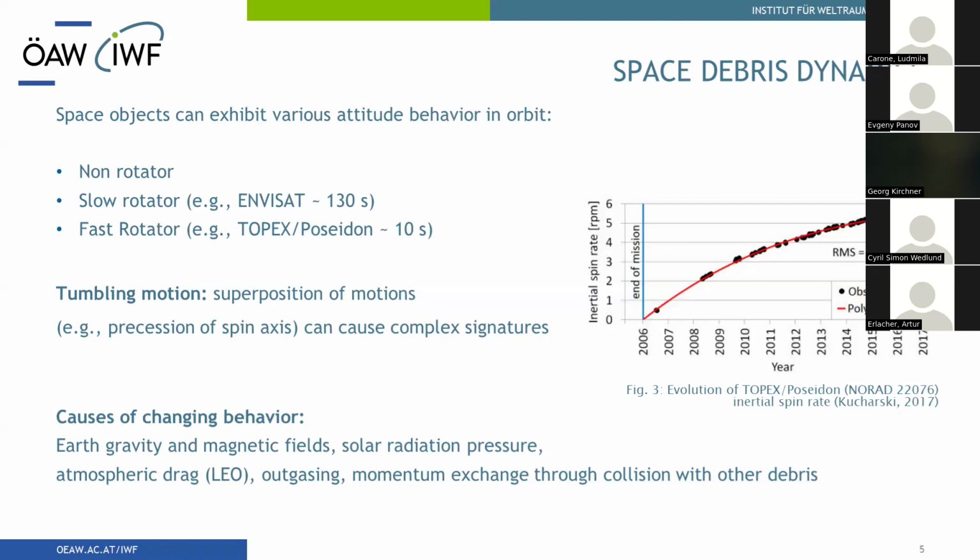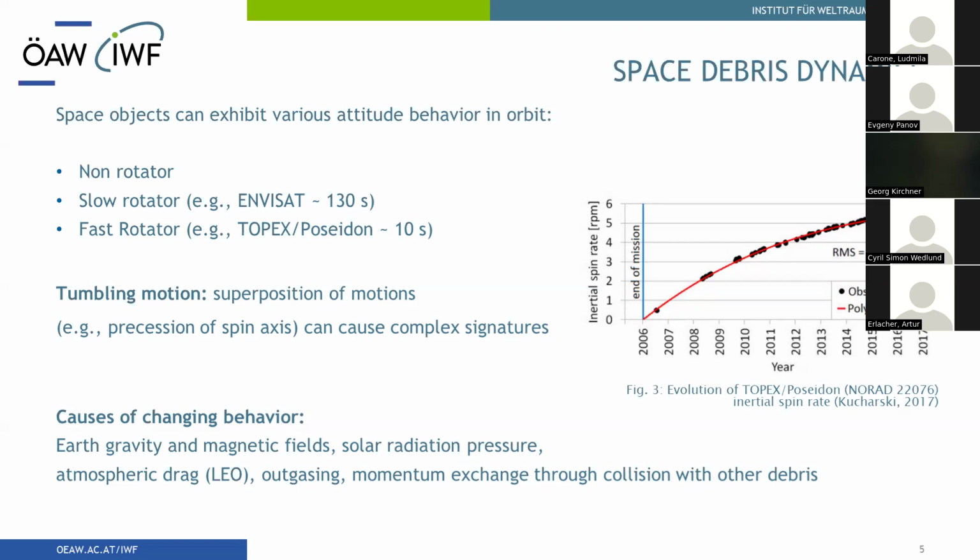Here on the right-hand side, I have brought a figure that describes the inertial spin rate of Topex Poseidon over time. The inertial spin rate is essentially just a measure for how fast the satellite is rotating. And what you see here, after the end of the mission, the satellite has been speeding up. And this tells us that the behavior is not only unknown to us mostly, but it can also change over time. This means we need to observe space debris continuously to have a good idea of what is happening.